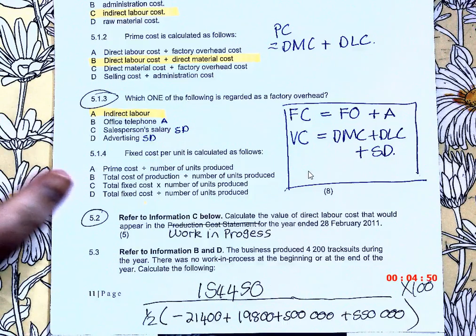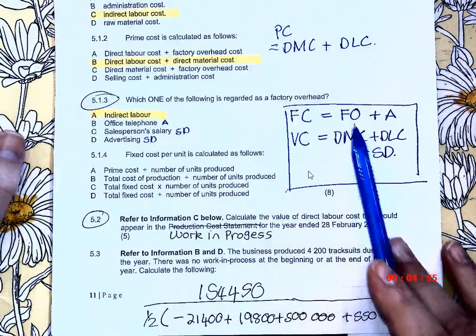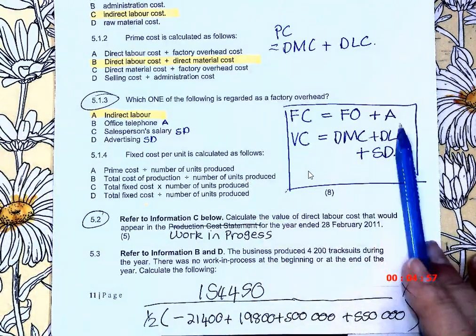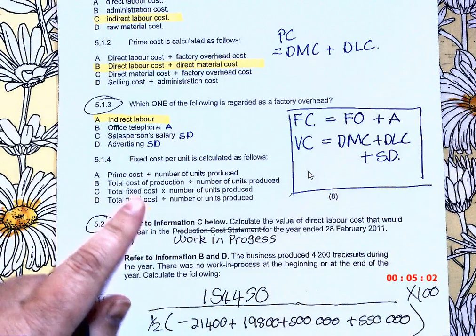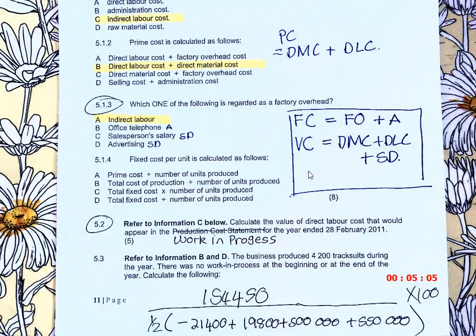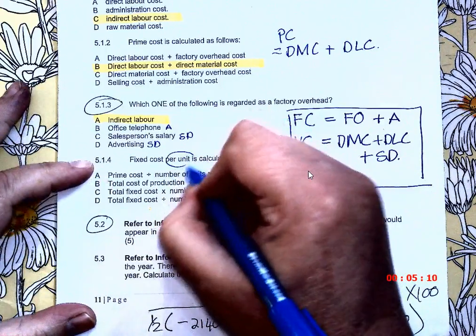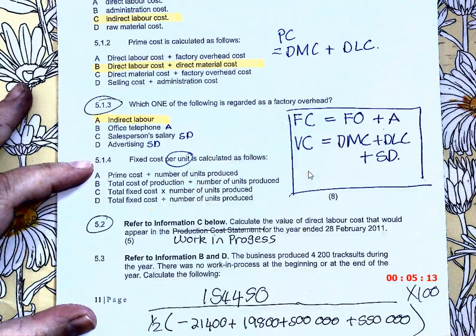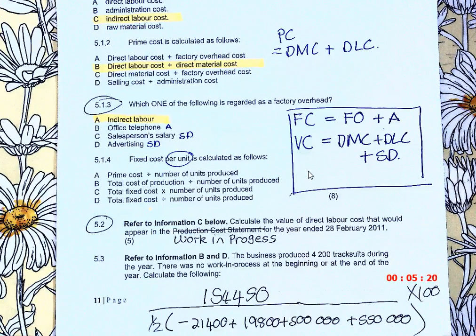Now if I look at fixed cost per unit, I already told you what it is: factory overhead and admin. So what is it? They don't give me that, but what do they give me? I want per unit. So what do I do if I want to know per unit? If I say to you, I baked 3 cakes and I used 9 eggs, what is my cost per unit?